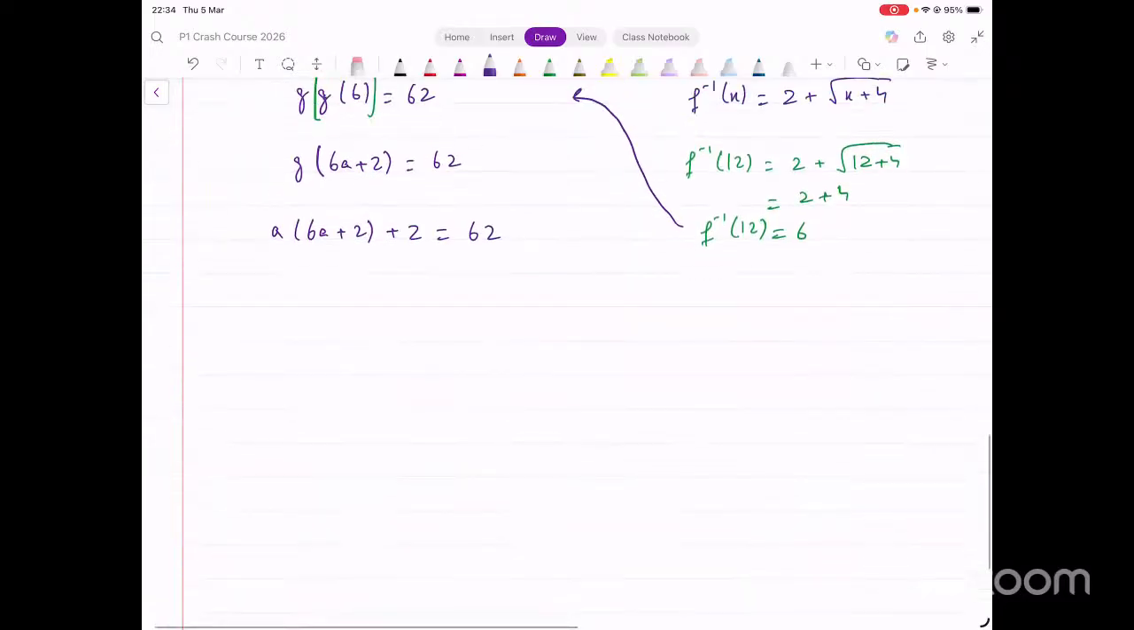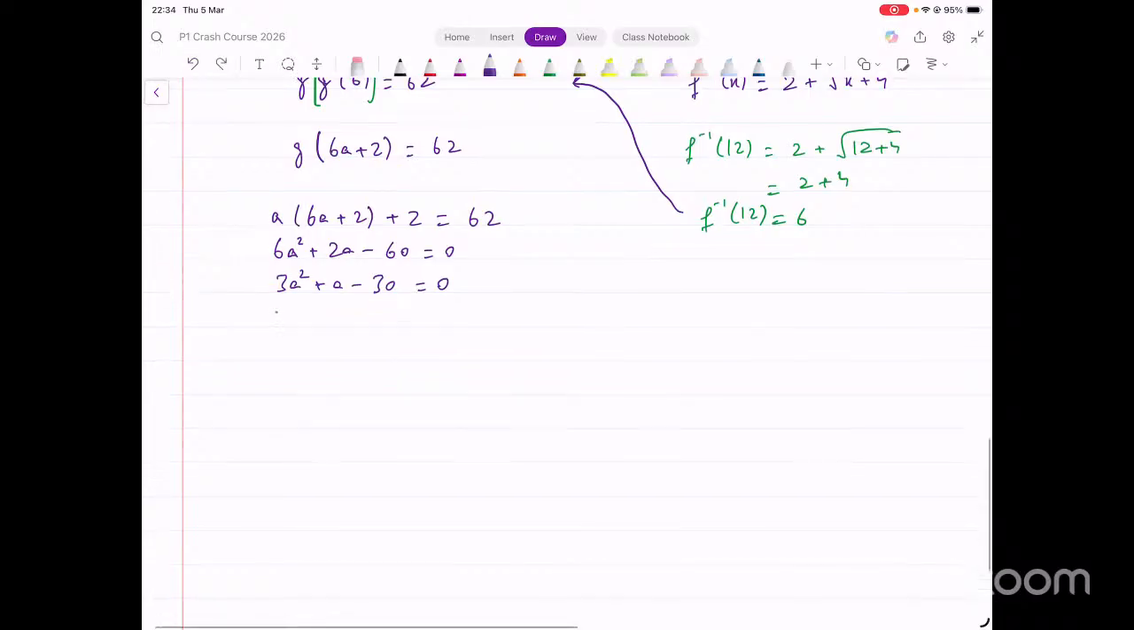It's a quadratic equation again. 6a squared plus 2a plus 2 minus 62, that will become minus 60 equal to 0. We can simplify this by dividing it by 2. 3a squared plus a minus 30 equal to 0. 3 times 30 is 90. 10 times 9 is 90 as well, right? So we can say 3a squared plus 10a minus 9a minus 30 equal to 0.